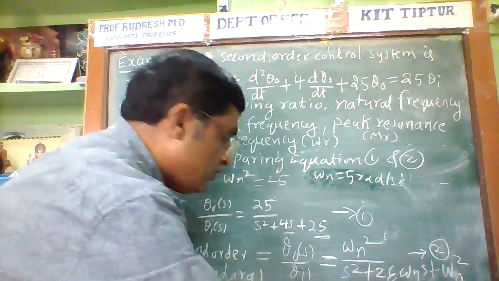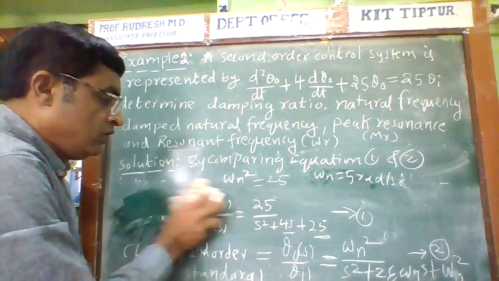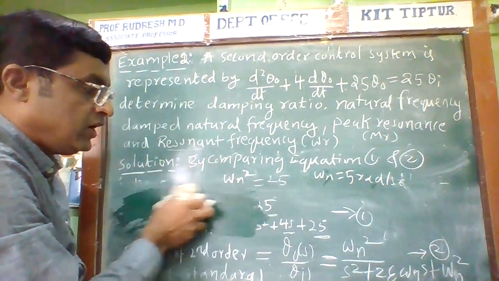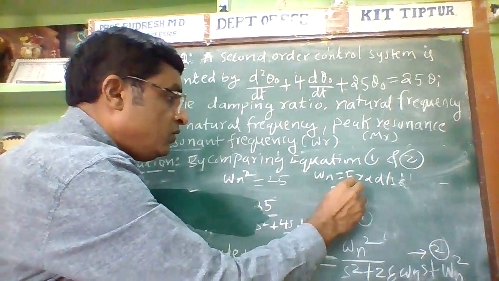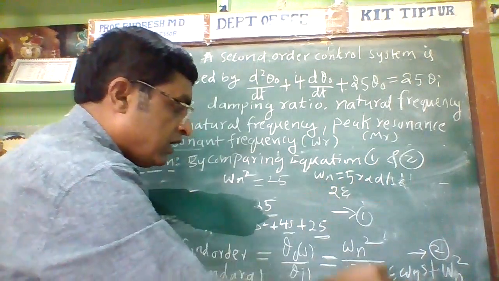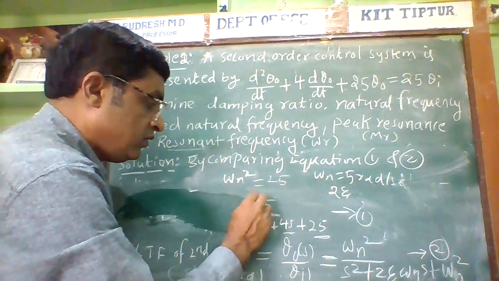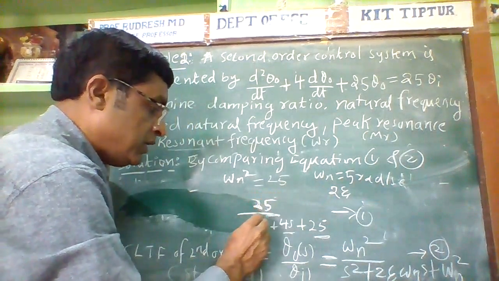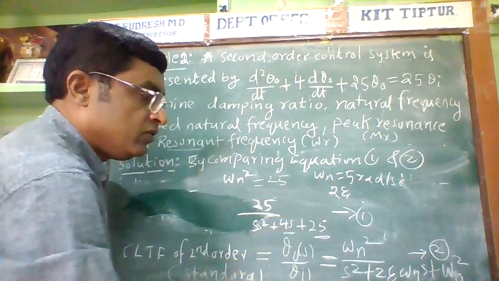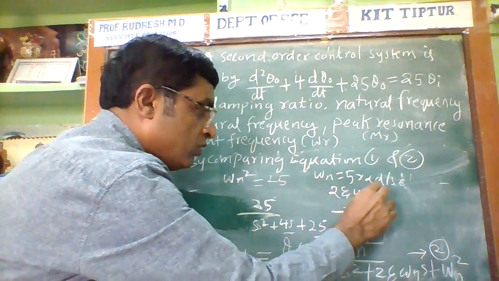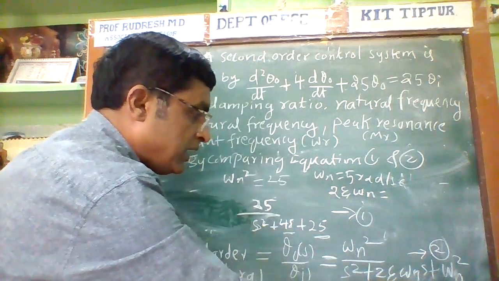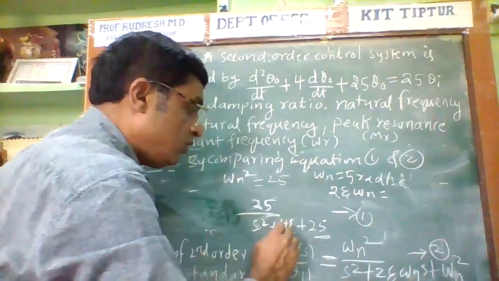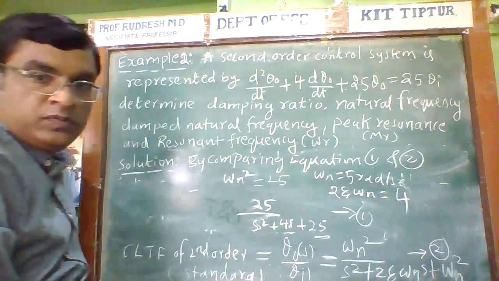Now 2 zeta, you have to compare. Compare the 2 zeta omega n with the 25 divided by s square plus 4s. So 2 zeta omega n is equal to, here there is s, here also s, so the remaining is 2 zeta omega n is equal to 4.